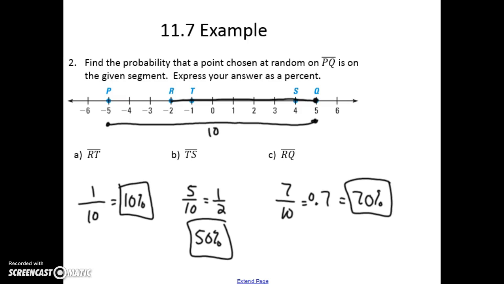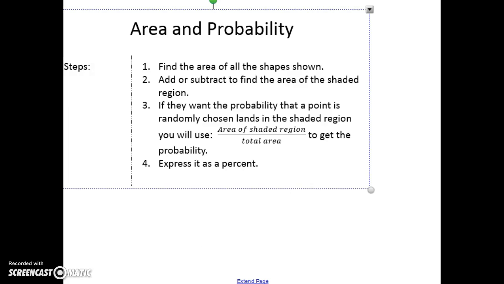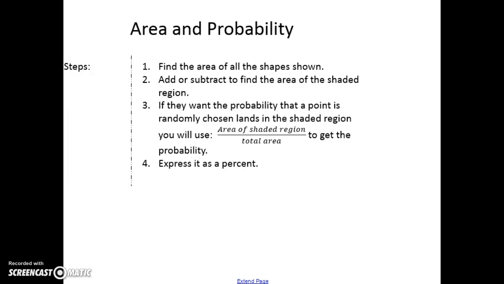So those are all my answers expressed as a percent. So that's probability of a number line. Next, we're going to look at the geometric probability with shapes.